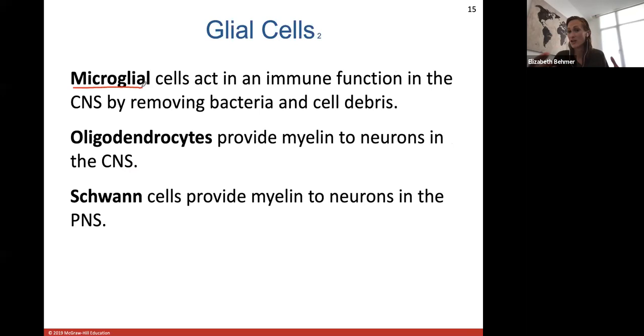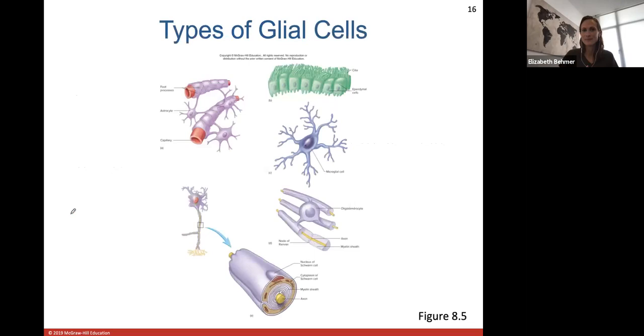Oligodendrocytes create myelin for neurons in the central nervous system. So again, if you remember anything today, remember that oligodendrocytes are found in the brain and spinal cord, your central nervous system. Schwann cells do the exact same thing. They provide myelin, and we'll talk about what myelin is. They create myelin, but only in the peripheral nervous system. So oligodendrocytes are in the central nervous system, your brain and spinal cord. In the peripheral nervous system, we'll find Schwann cells. So these are the types of glial cells.